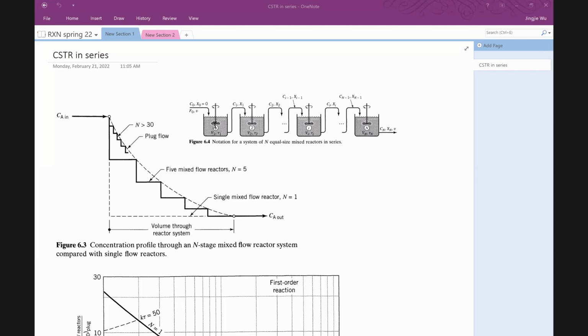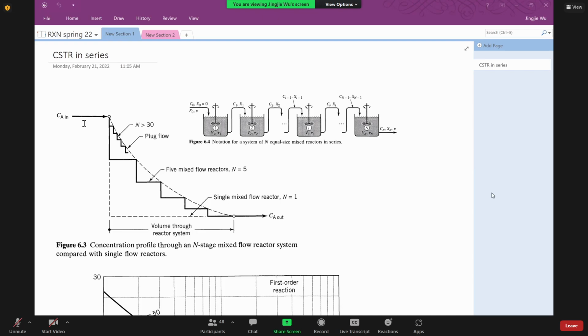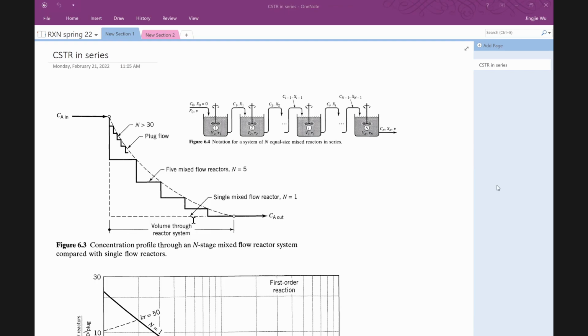So what happens in N CSTR in series? Let's take a look, okay? For example, you only have one CSTR, so what kind of concentration profile do you have in your CSTR? You have CA in, this reactant in, and it immediately decreases to the lowest concentration, that's out, right? That's for only one CSTR. For example, now you have five CSTR in series. So then what will happen? For the first CSTR, it drops to here.